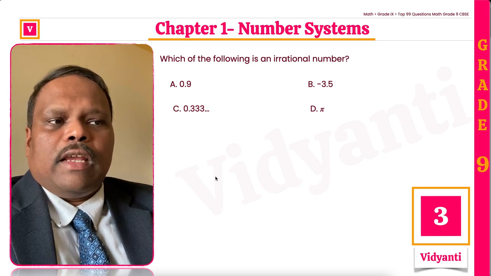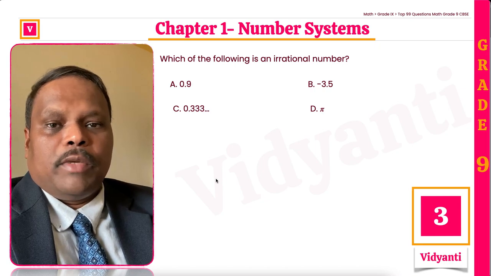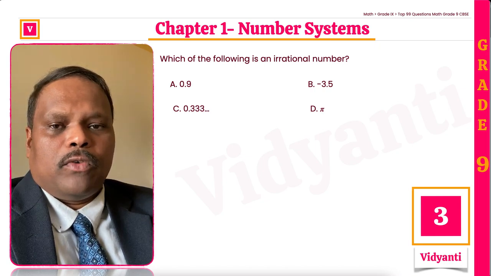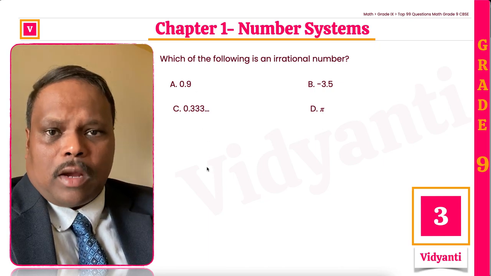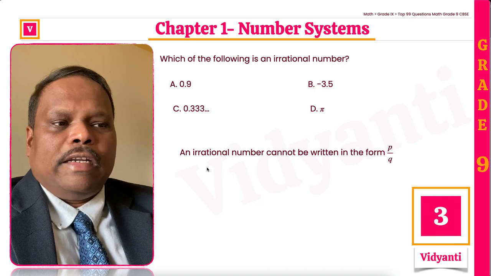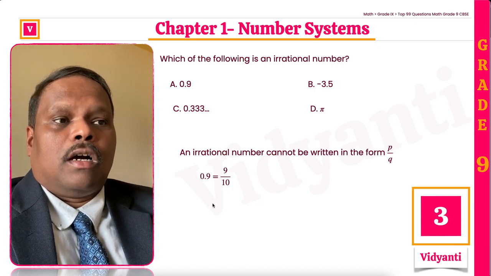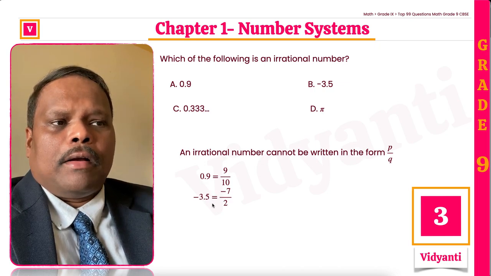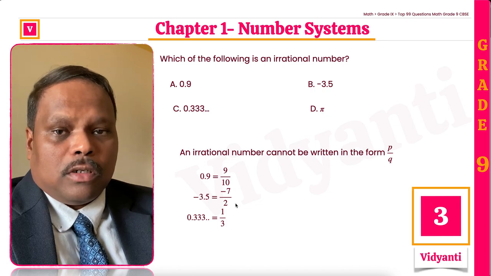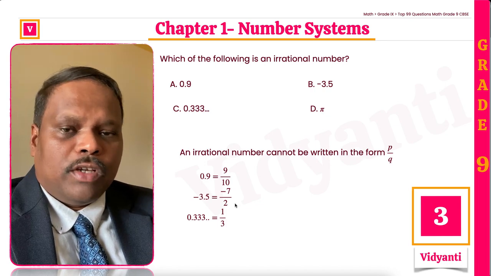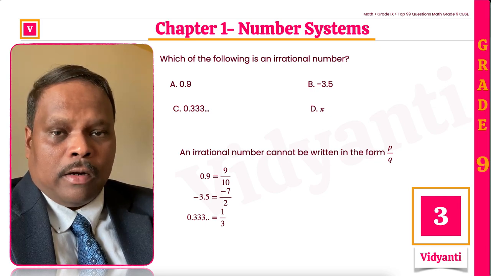Which of the following is an irrational number? Irrational numbers are those which cannot be expressed as p divided by q, where p and q are integers and q is not equal to 0. Let's see each option individually. 0.9 can be expressed as 9 divided by 10, so it is actually a rational number. -3.5 can be -7 by 2. 0.333 looks kind of weird, different from the previous two numbers, but we can express that as 1/3.